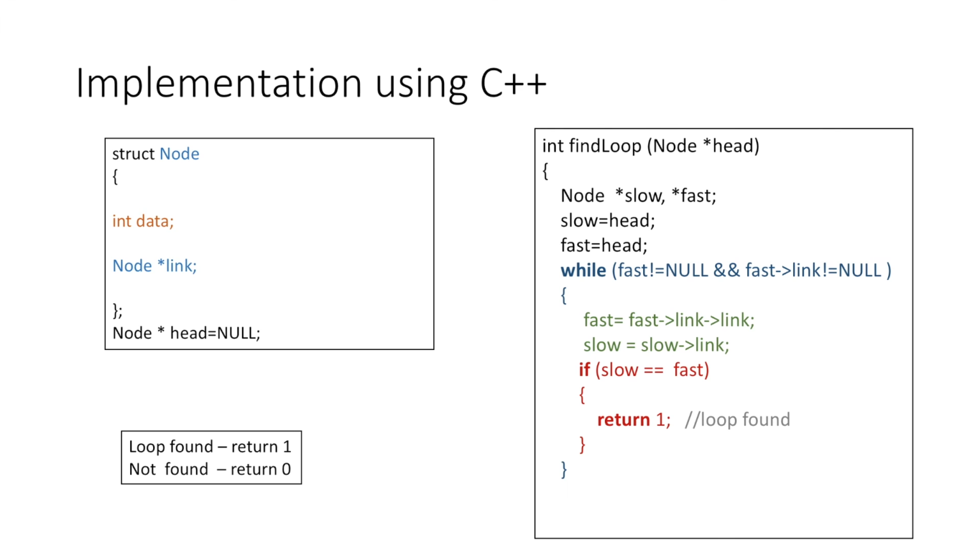Otherwise, we would reach the end of our linked list and our while loop would terminate and then we can return 0, which would mean that no loop is found and we have reached the end of our linked list.